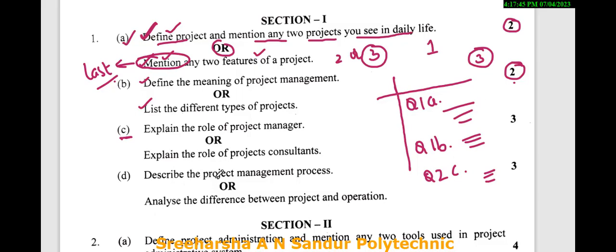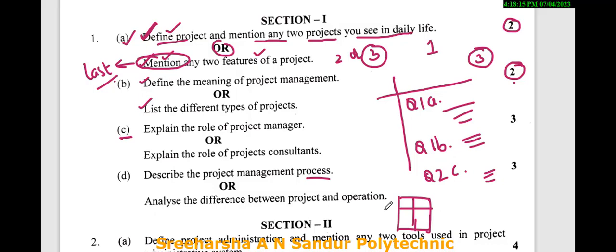Then let us go forward. Describe the project management process or analyze the difference between project and operations. Here you describe a very short, summarized description of the project management process. And if you are writing the difference, better make a column like this and then answer the difference.